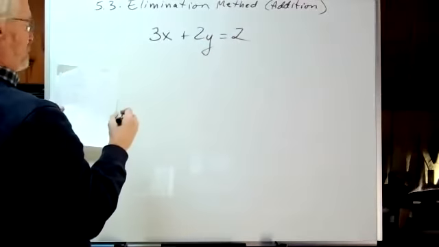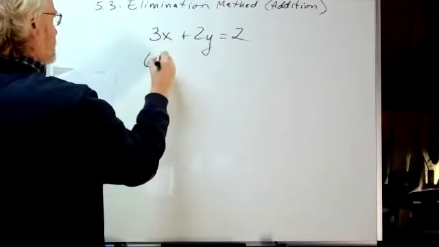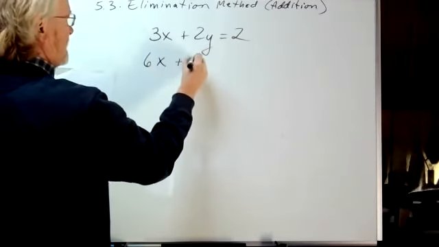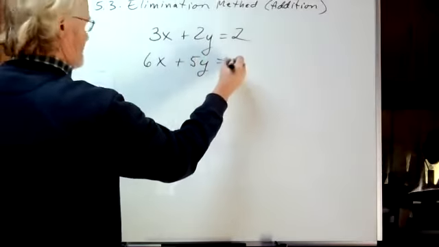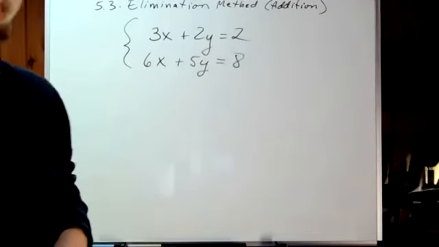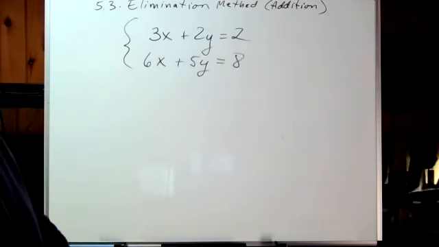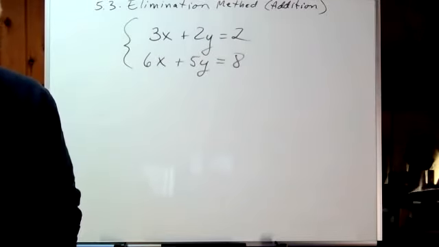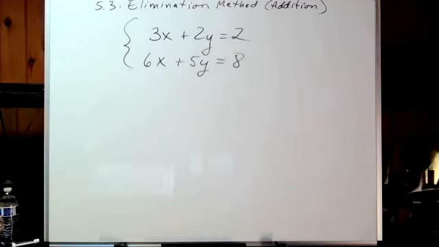3x plus 2y equals 2. And apparently 6x plus 5y equals 8. Similar situation. Not really ready to go yet. None of them are going to cancel right away. So we need to multiply one or the other of the equations to try to get the same size numbers or coefficients.